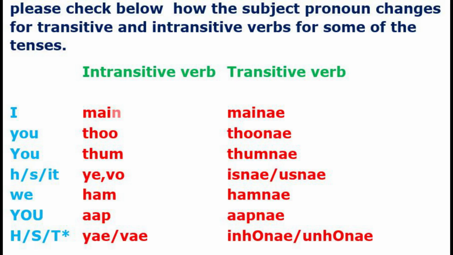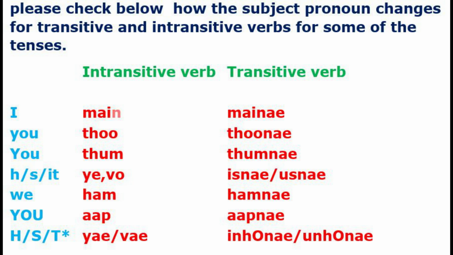So the intransitive verb just remains with main, tu, tum, ye, wo, hum, aap, ye, ve. All of these are just going to remain the same for an intransitive verb. These are the pronouns that we saw in the first video, number 2, you can check if you want.